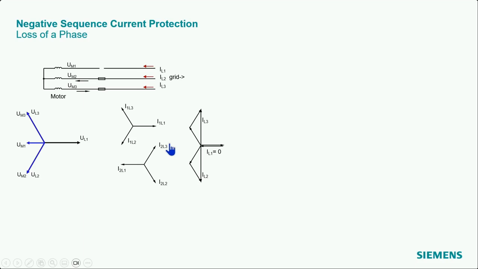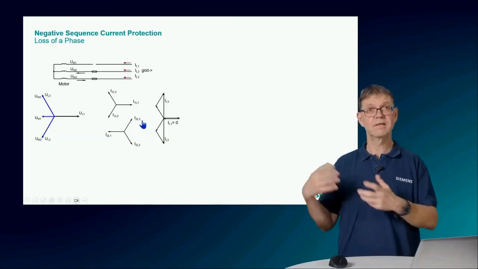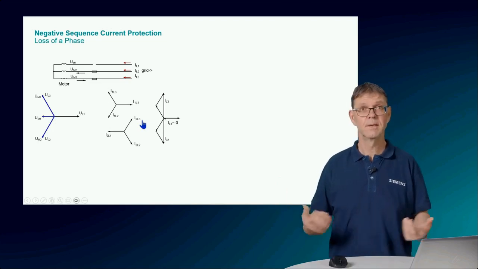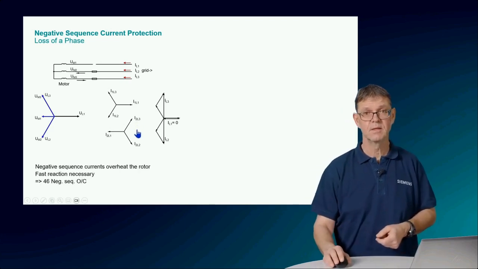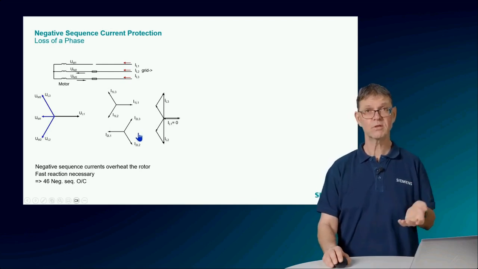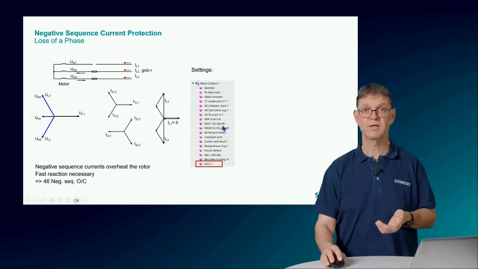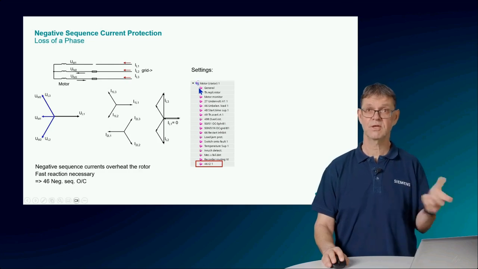And this is a big stress for the rotor because the negative sequence impedance of the rotor is much smaller than the positive sequence impedance. That means the resulting current is also higher, and the resulting heating up as a consequence. So here we need to react fast, and therefore we can use a simple overcurrent stage based on the negative sequence current. And we find this again in the settings here, motor or motor stator function group.